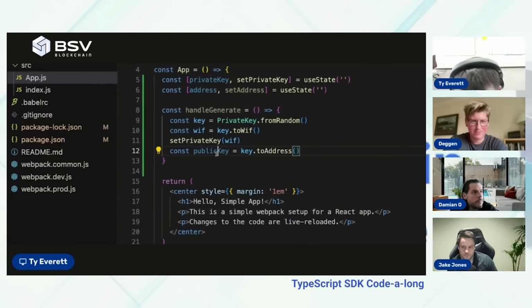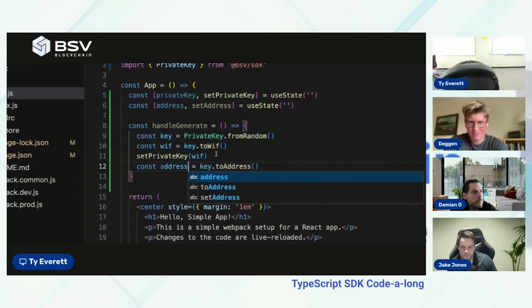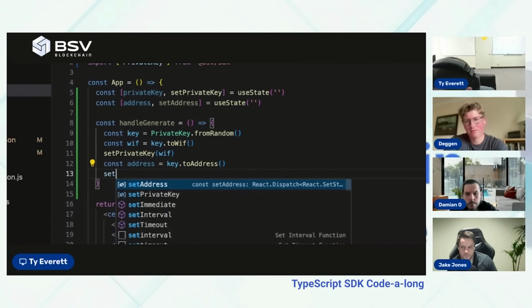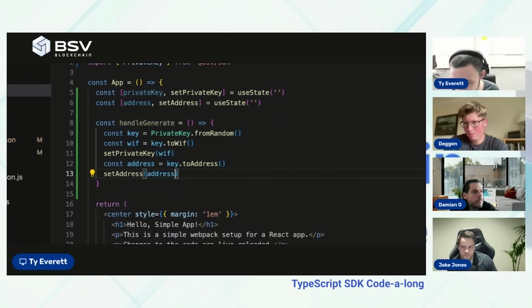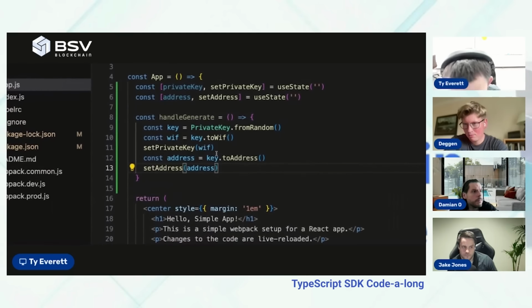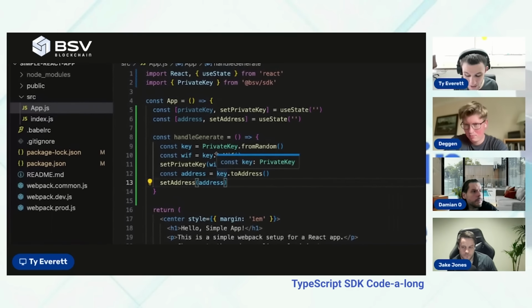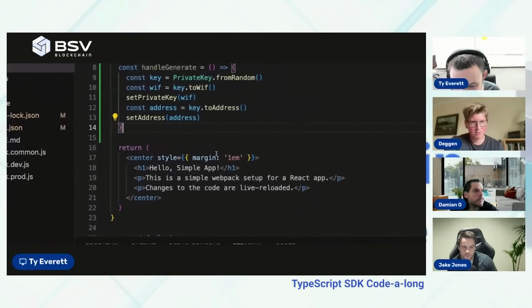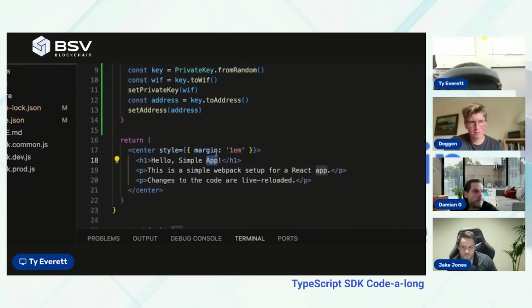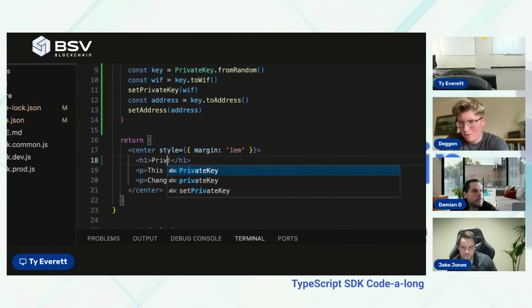So I guess we don't need to make a public key. We can just say const address equals this, and then set address to address. So in theory, we have this handle generate function now that should populate our state variables with a new simple thing. So we can just change our little h1 to, I don't know, private key generator.